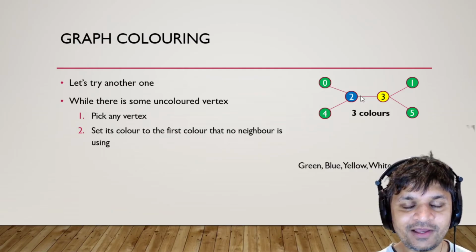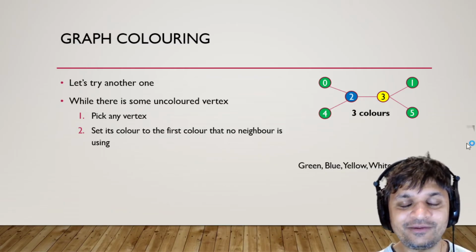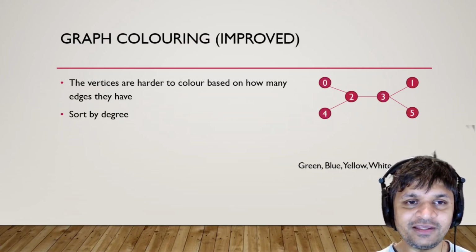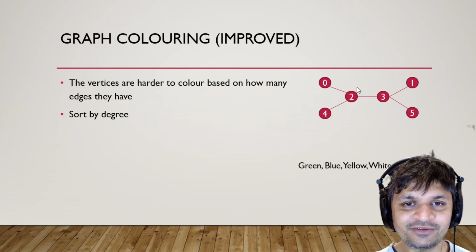Now, by coloring vertex 0 and vertex 1 first, we made vertex 2 and vertex 3 even harder to color. So they were already hard to color because they had lots of neighbors, and now they were harder to color because their neighbors were using up valuable colors. So how we can get around it is we say, actually, let's color them in a particular order. Instead of just going 0, 1, 2, 3, 4, 5, let's sort them by degree.